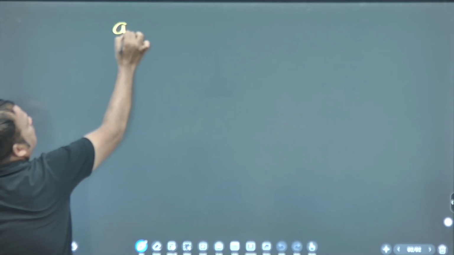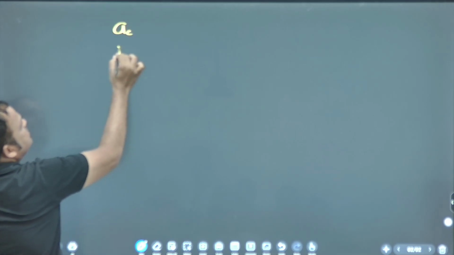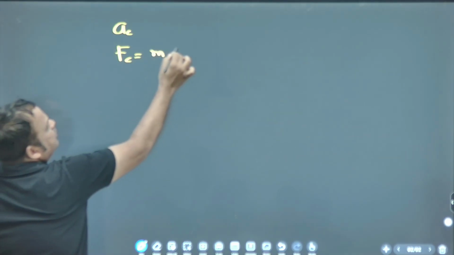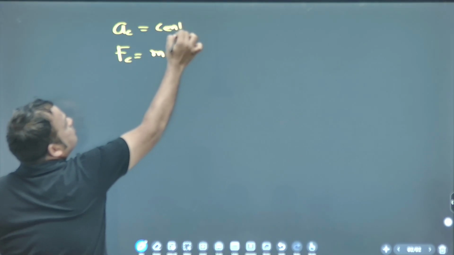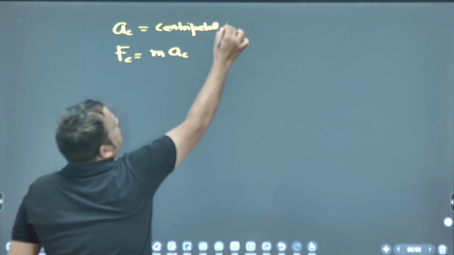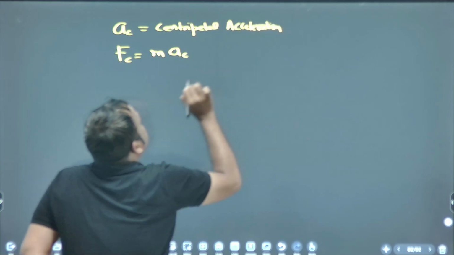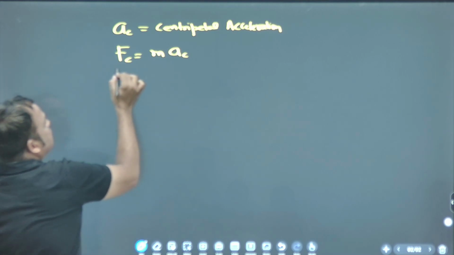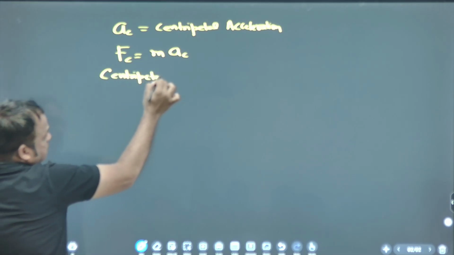Note down. So again, what AC is there. So centripetal acceleration. So what is FC? M into AC. So centripetal acceleration. What is the direction of centripetal acceleration? Towards center. So what is centripetal force? Now this is centripetal force.